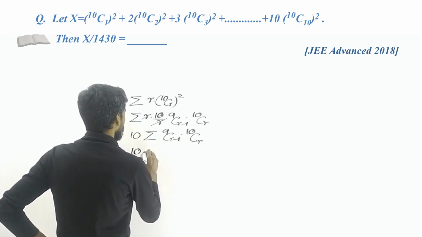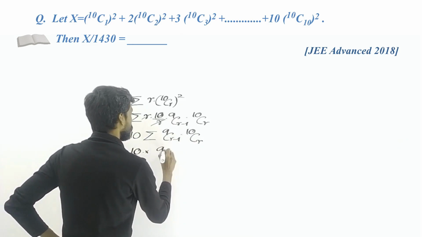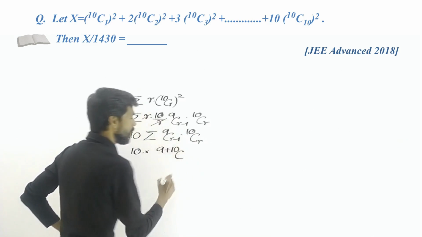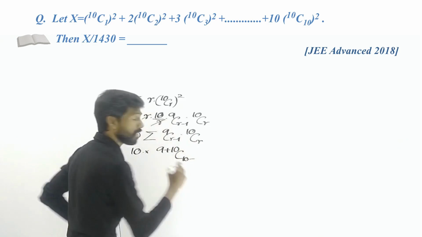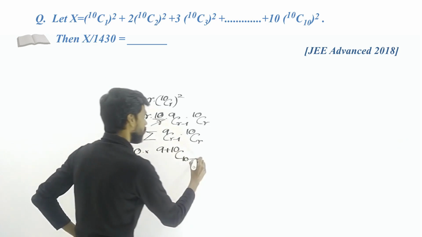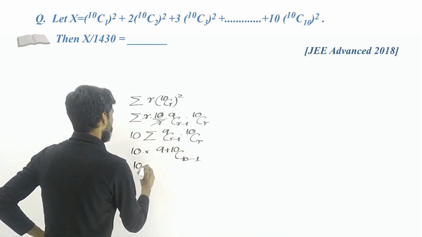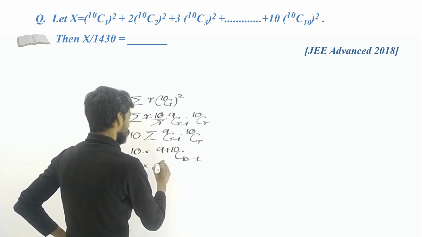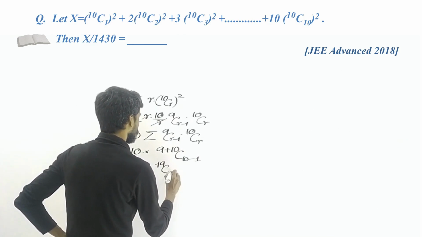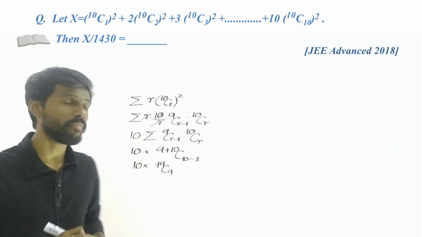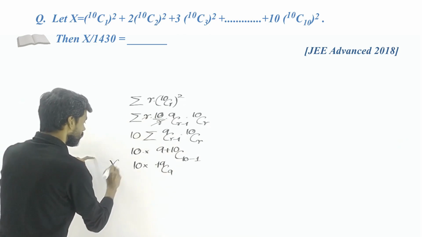So 10 multiplied by (9+10), that is (n+m) C (m-k), where m is 10 and k is the difference 1, so 10 minus 1. So that is 10 multiplied by 19C9. This is given to be the value of x.